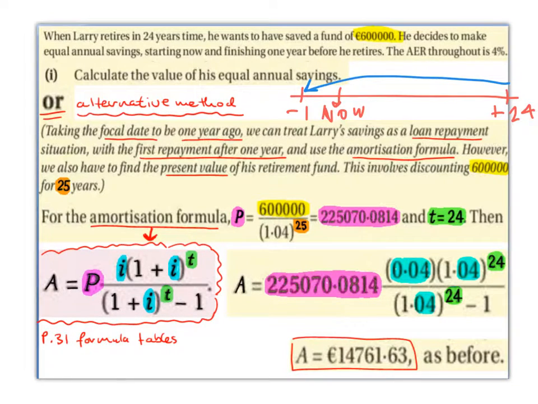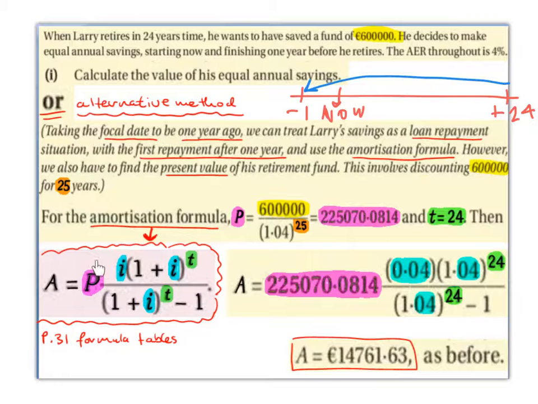So just to be clear on where the 24 came from and where the 25 came from. The 25 came from the fact that we're treating the focal date to be 1 year ago. So if this is now, minus 1 is 1 year ago. And then he saves for 24 years. So if we go from 24 back to minus 1, we're going back by 25 years. So we're discounting back by 25 years. But in actual fact, he is saving for 24 years. So when we use the amortization formula, we have to use 24, not 25.